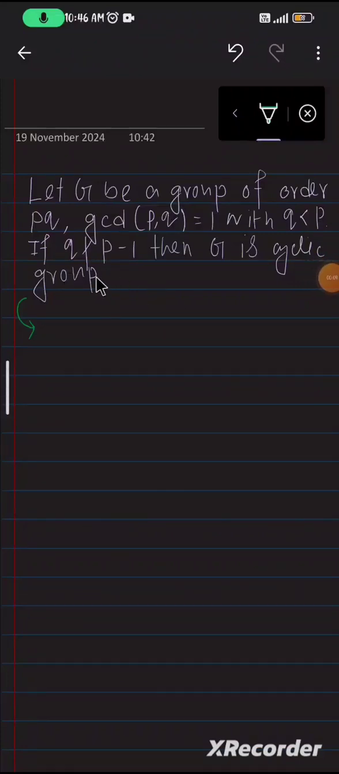So the question is: let G be a group of order PQ, where GCD of P comma Q equals 1 and Q is less than P. If Q does not divide P minus 1, then G is a cyclic group. This is a very important result. We prove this by Sylow's third theorem. So let me prove this.